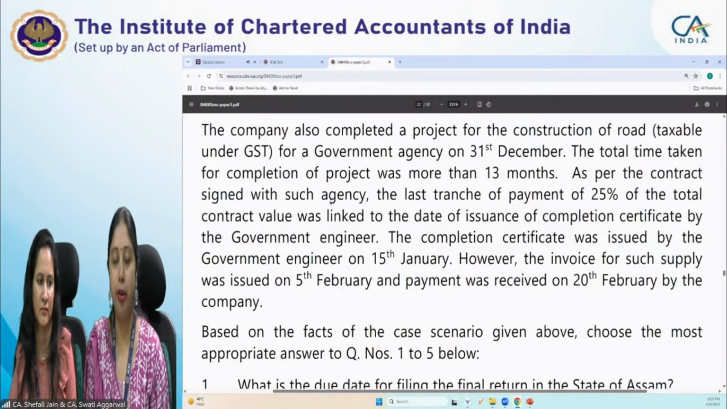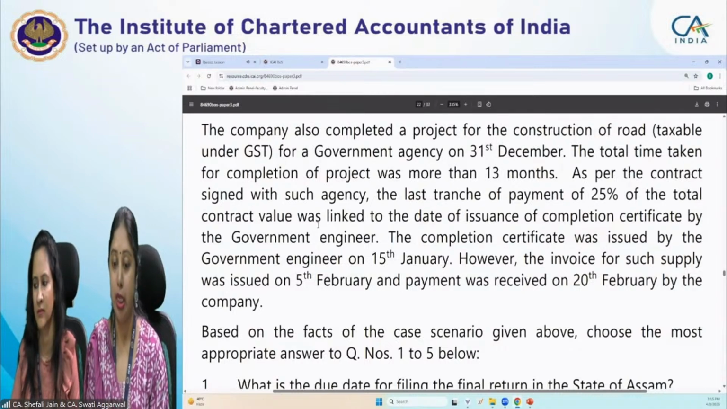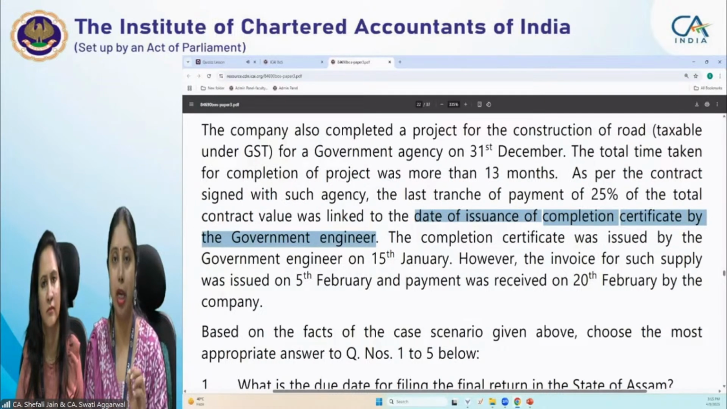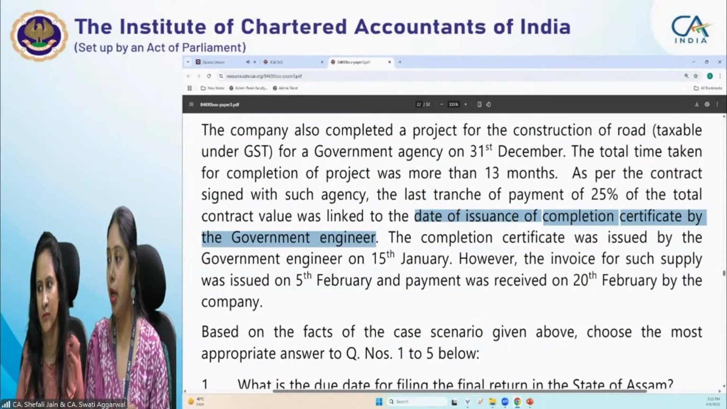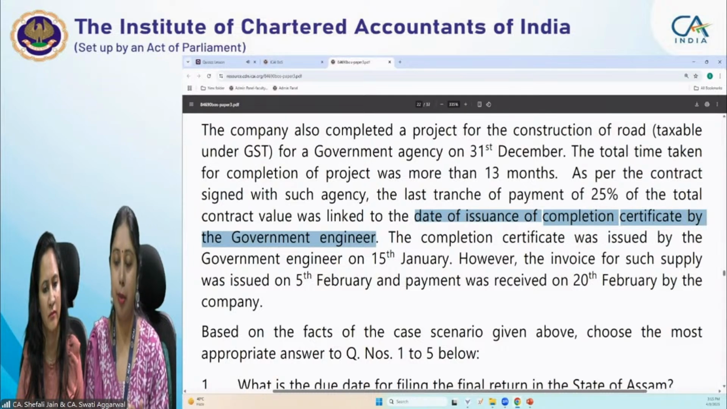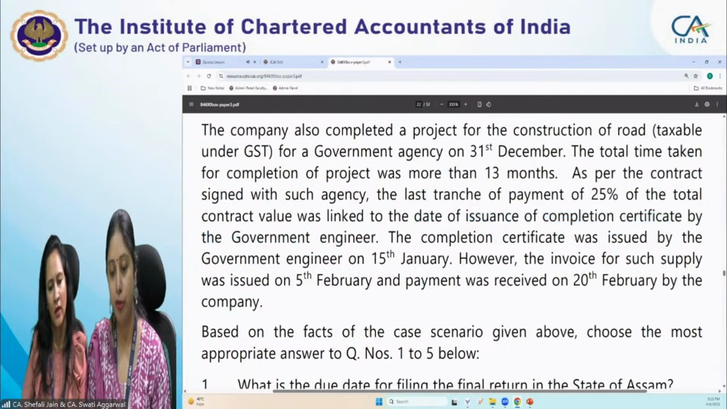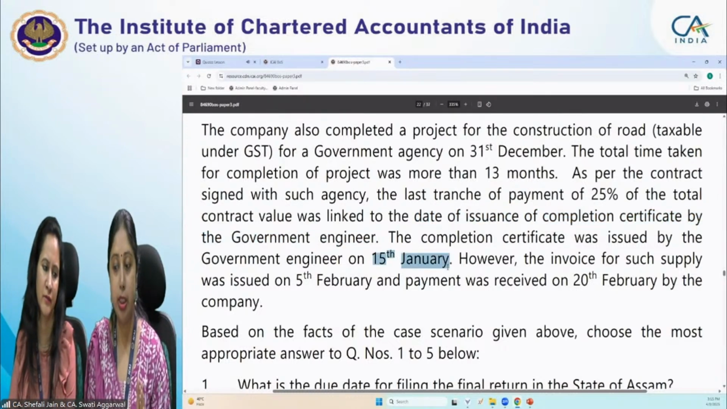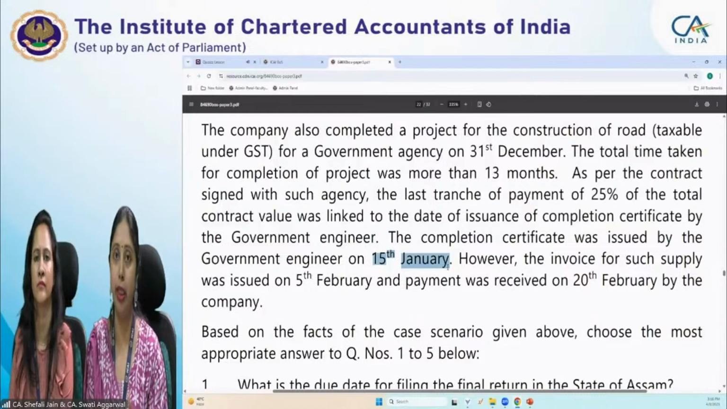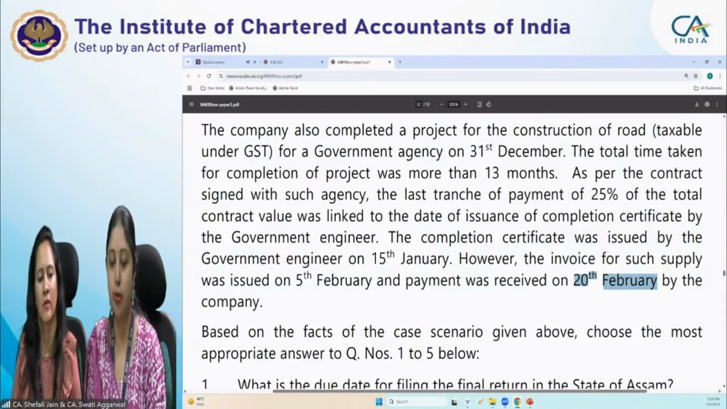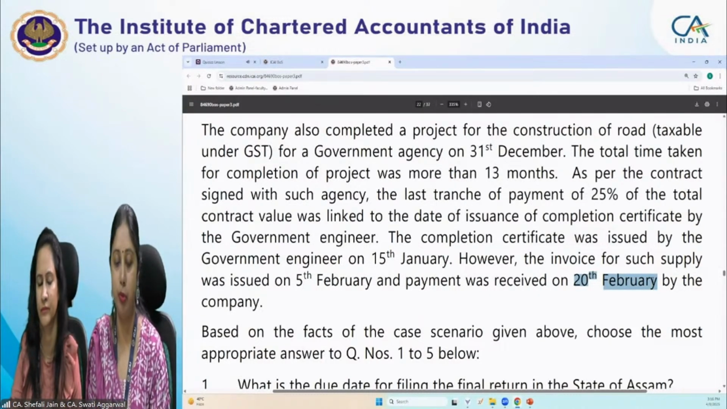And as per contract signed with such agency, the last tranche of payment of 25% of total contract value was linked to the date of issuance of completion certificate. यानी कि last tranche payment का last जो portion है installment, तब मिलेगा जब आपका completion certificate इशू हो जाएगा उस डेट पे. कंप्लीशन सर्टिफिकेट किस दिन इशू हुआ? 15 जनवरी को. गवर्नमेंट इंजीनियर ने दिया होना चाहिए. लेकिन इनवॉइस एक्चुअली में इशू हुई 5 फरवरी को, and the payment was received on 20th फरवरी. तो जब वो कंप्लीशन सर्टिफिकेट इशू हो गया उसके बाद इनवॉइस इशू हुई 5 फरवरी को और पेमेंट 20th फरवरी को हो गई.